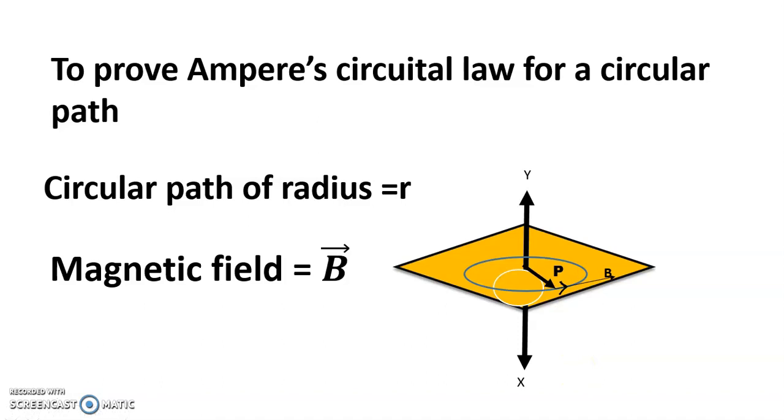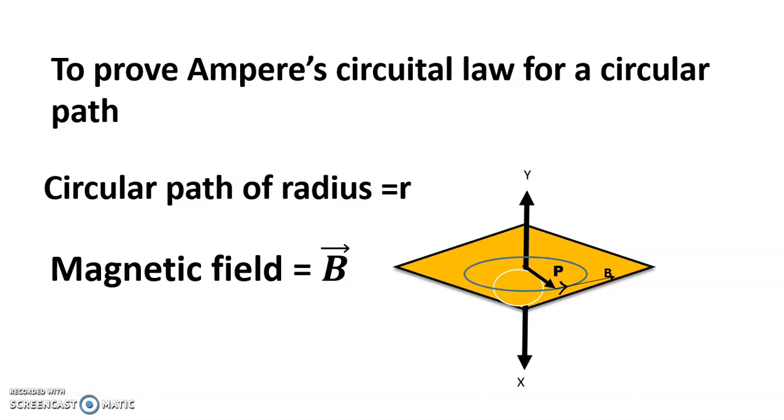Consider a long straight conductor XY such that a current I flows through the conductor from X to Y. Due to the flow of current through the conductor, a magnetic field will be produced around it. Consider a circular path of radius r such that the current carrying conductor passes through its center O.